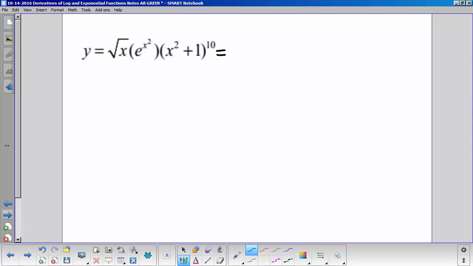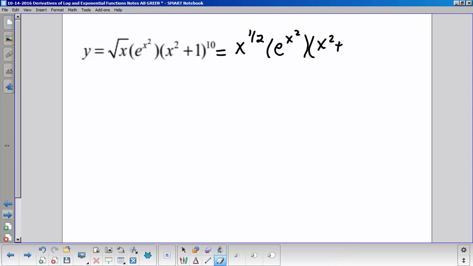I'm going to write this in exponential form. So this is going to be x to the 1/2 times e to the x squared times (x squared plus 1) raised to the 10th. You have that already up there. Now, you would have to use the product rule, right? Functions, which is not necessarily the most comfortable thing in the world, or we could use logarithmic differentiation and use logs to help us simplify it.